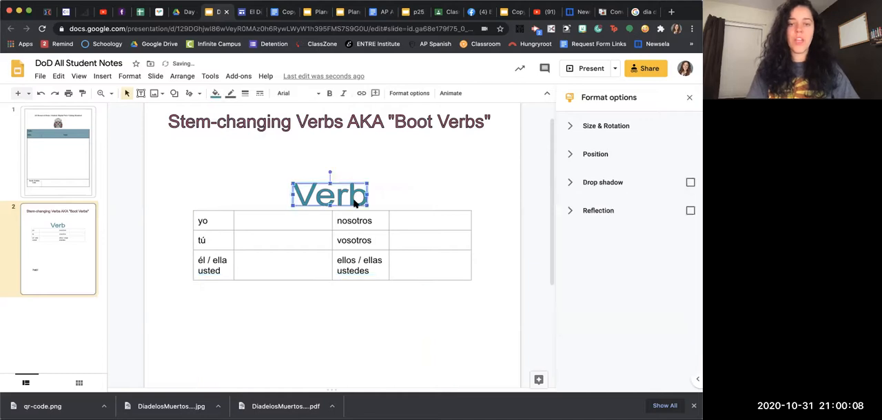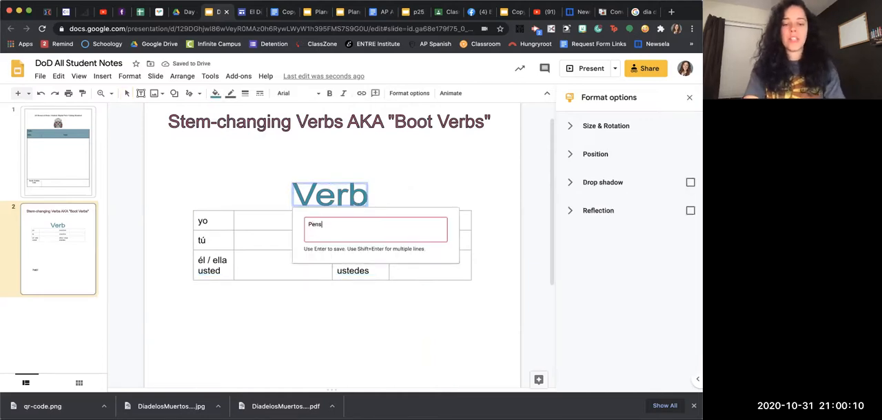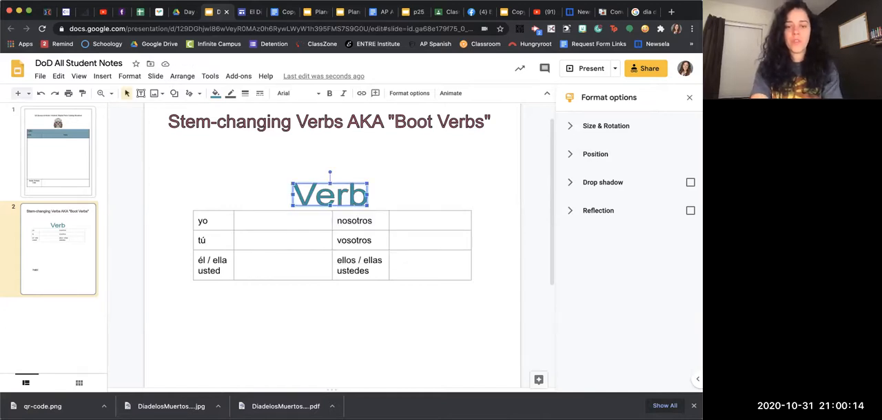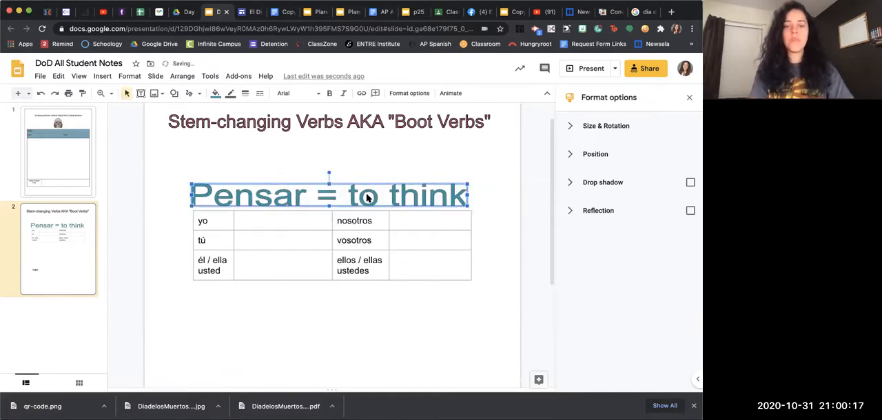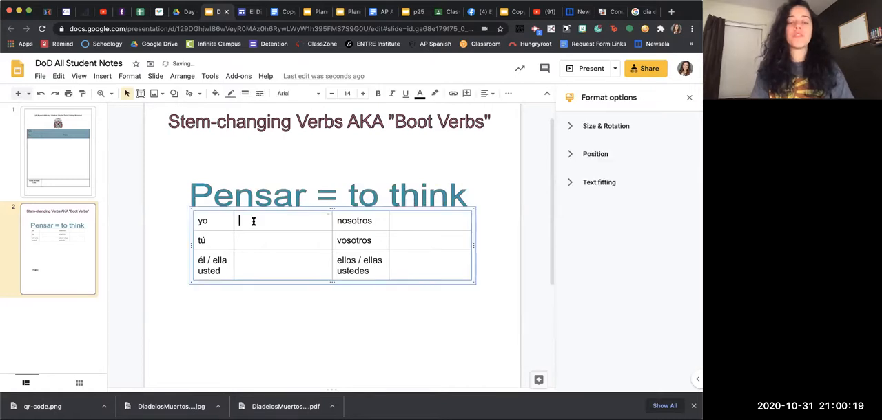Okay, so I'm gonna use the verb pensar. It means to think, okay? So I'm going to write the stem of each verb, and I'm going to conjugate this like any other AR verb that I've already done before. So, pensar, I'm just going to write the stem for all of these.